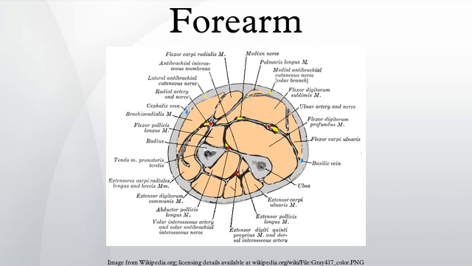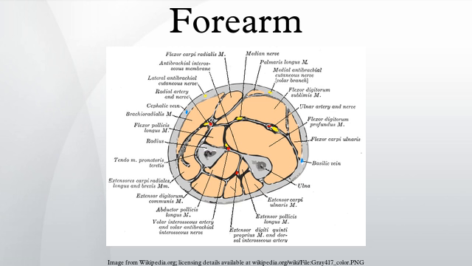Median nerve, principal nerve of the anterior compartment. Anterior interosseous nerve. Radial nerve supplies muscles of the posterior compartment. Superficial branch of radial nerve, deep branch of radial nerve, which becomes the posterior interosseous nerve and supplies muscles of the posterior compartment. Ulnar nerve, supplies some medial muscles.